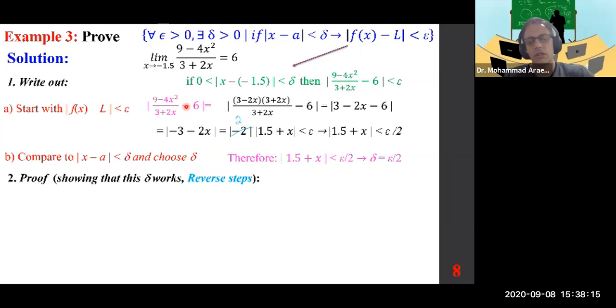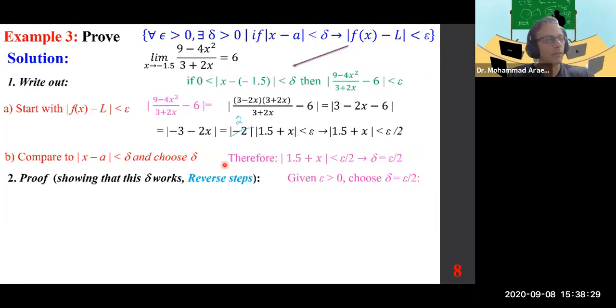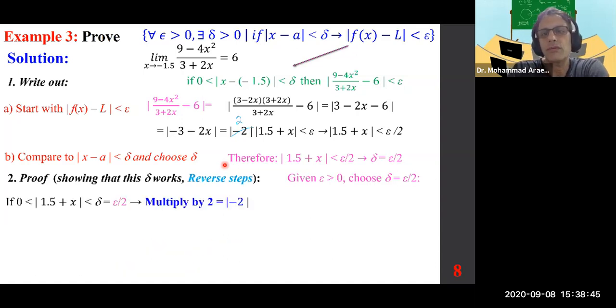So let's quickly show that, okay? So given epsilon larger than 0, the choice is delta is equal to epsilon divided by 2. So that would be the choice. And so this is how we choose that, okay? So we have that so far. Let's start with this part. 1.5 plus x is less than epsilon divided by 2. So delta is the same as epsilon divided by 2, okay?